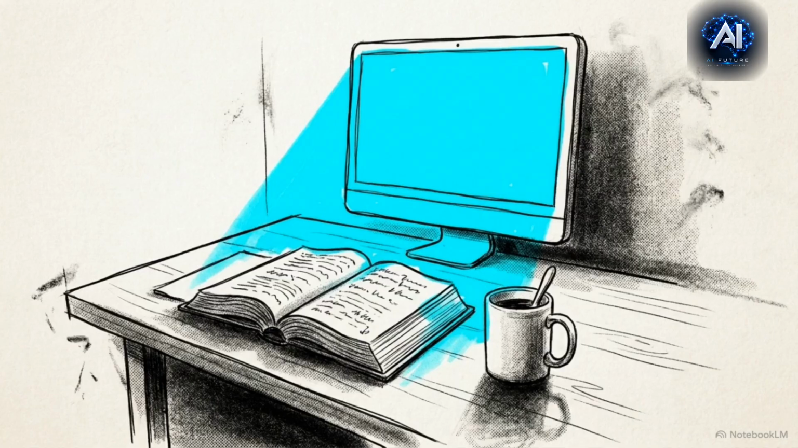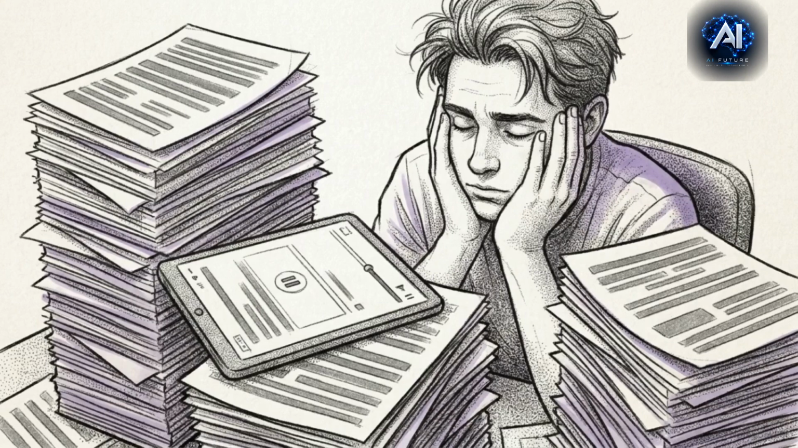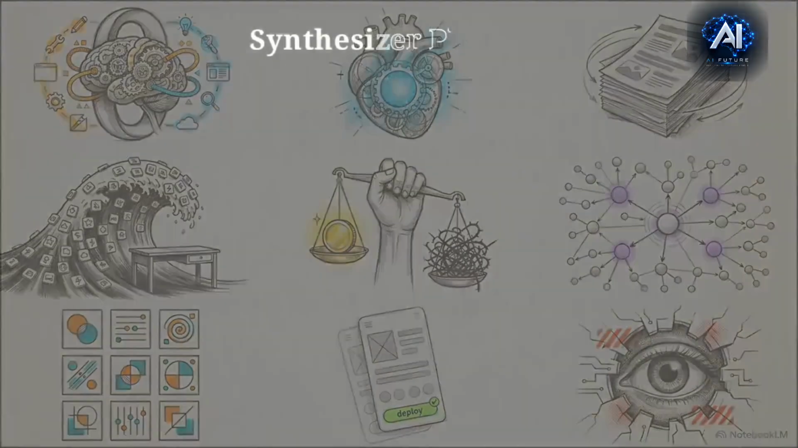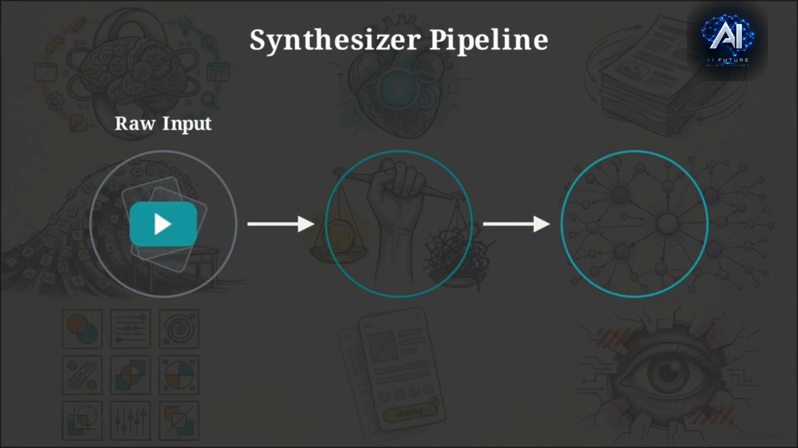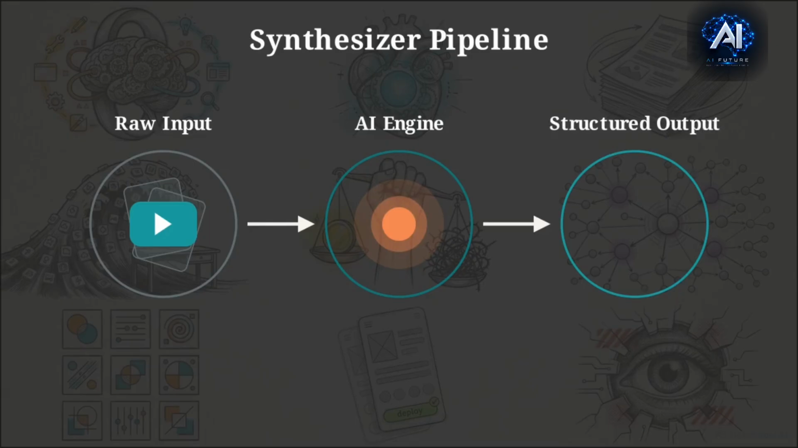The first workflow is for the information synthesizer. If you're a student, researcher, or consultant, your primary bottleneck is drowning in 2-hour lecture recordings and dense 30-page PDF reports. This flowchart outlines the synthesizer pipeline. Every tool in this stack takes a heavy, unstructured raw input, runs it through an AI engine, and delivers a structured output. We start with NoteGPT.